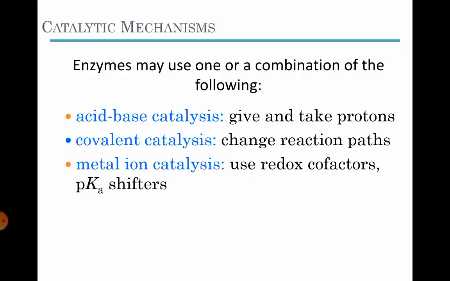Enzymes may use one or a combination of the following catalytic mechanisms. It can use acid-base catalysis, which is give and take of protons to break down the complex bonds, or it can use covalent catalysis, where there is a change in the reaction path, or metal ion catalysis, which uses redox cofactors or pKa shifters.